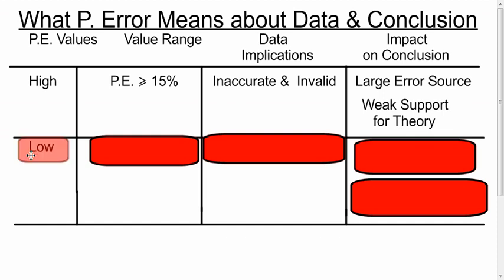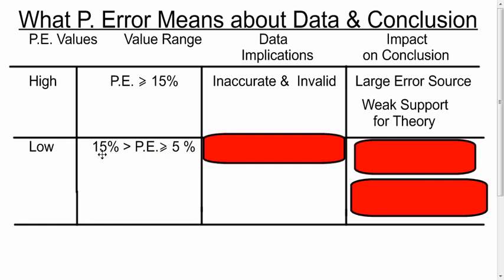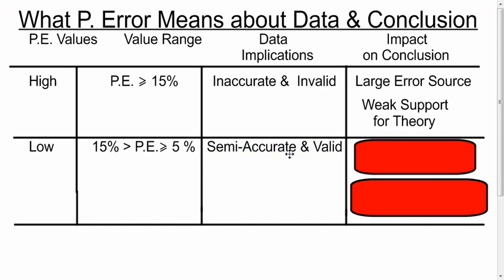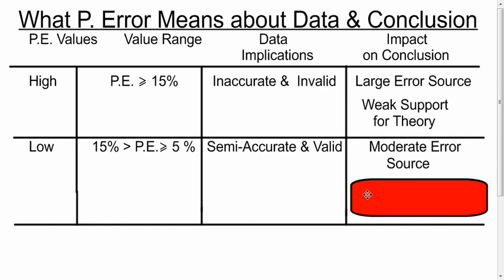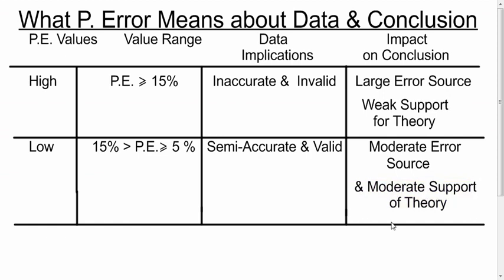Now, however, there are a low set of percent error values with a value range from 15 to 5%, and this means you've got pretty accurate data and pretty valid data, and you've got moderate source of error and a moderate support for your theory.